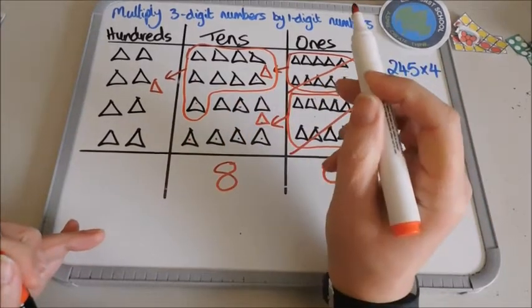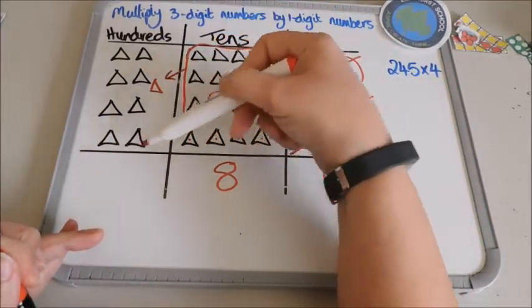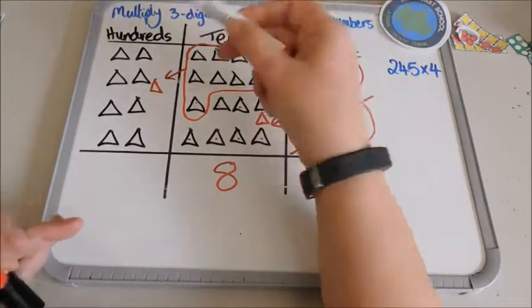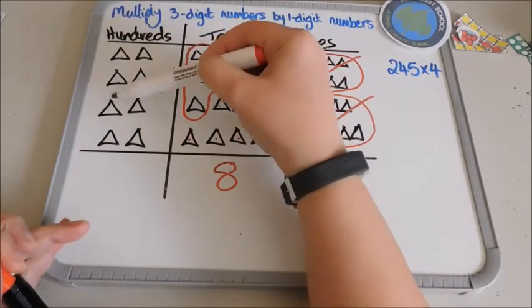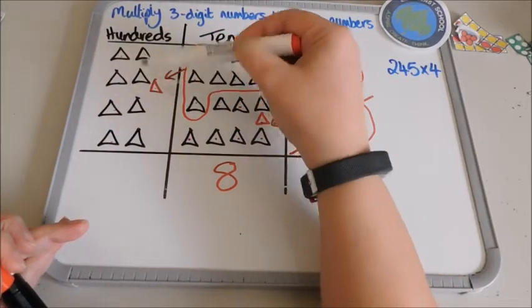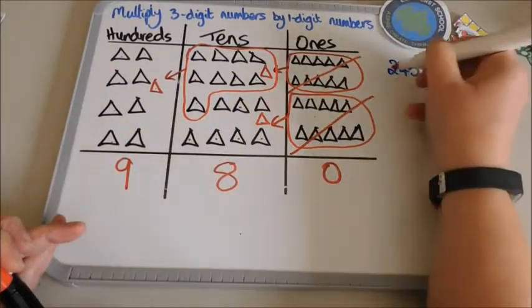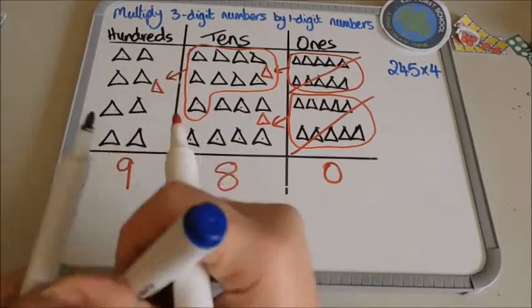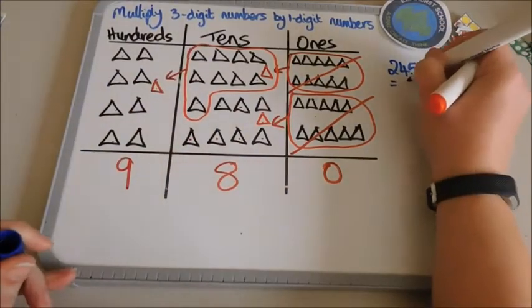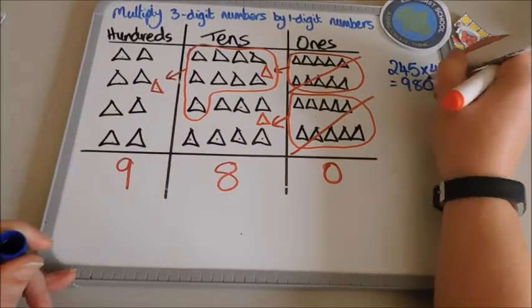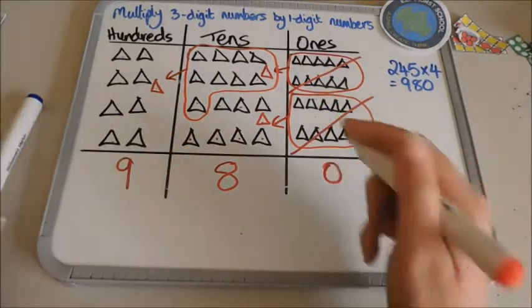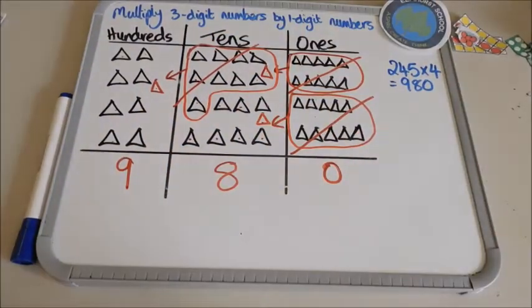Lovely. And then we see what we've got left in here. Have I got 10 or have I got less? 1, 2, 3, 4, 6, 7, 8, 9. I'm allowed 9 in there. So actually my answer is 980. Brilliant. Don't forget to cross that out because I've done with that group.